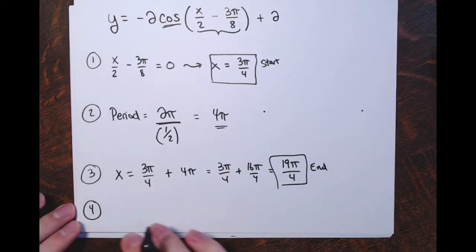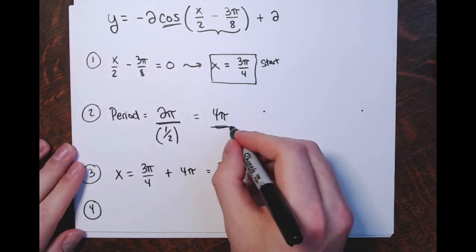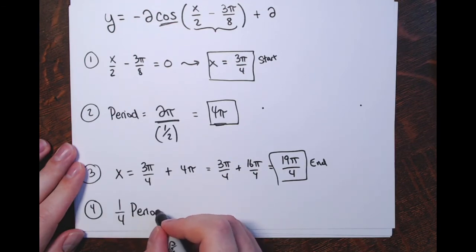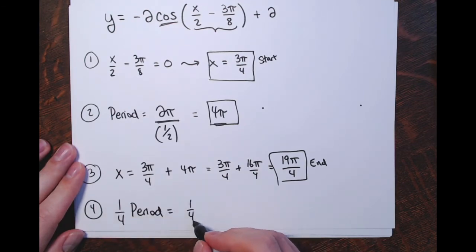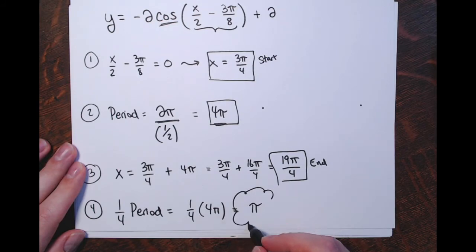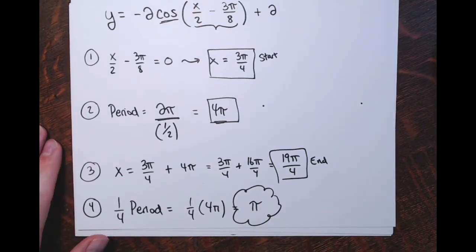And then for the distance between all my key values, the notches I make on my graph on the horizontal axis, I'm going to take a quarter of the period. What's a quarter of the period? I'm going to break the period up into 4 pieces. Well, just like last example, a quarter of the period is a quarter of 4 pi, or just pi. And again, this is huge. This is the difference between all those key values.